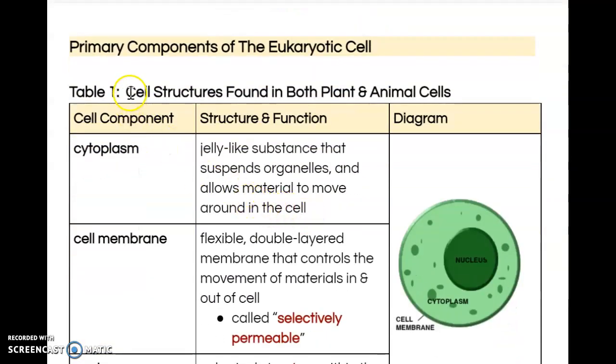Okay, so the first one is the cell structures found in both plant and animal cells. The first one is the cytoplasm. The cytoplasm is really just a jelly-like substance that suspends the organelles and allows the material to move around the cell. Okay, so in between all these little organelles right here, these darker green dots, there's light green right here, and that light green is the cytoplasm. It's like a jelly-filled substance.